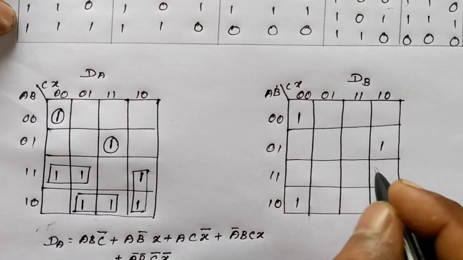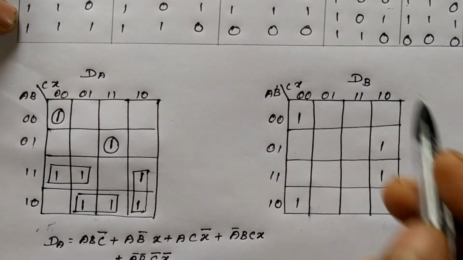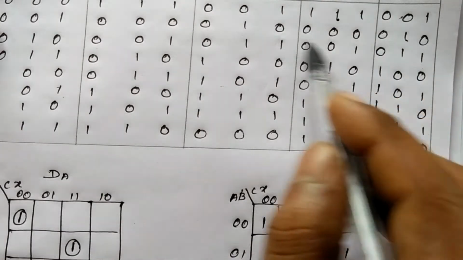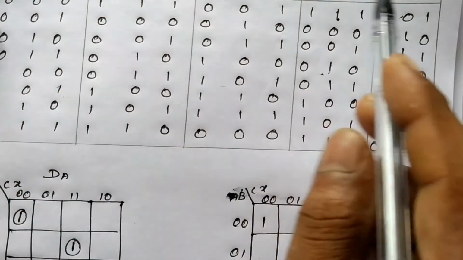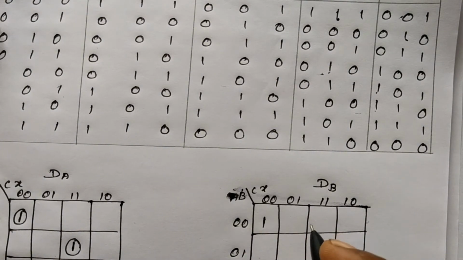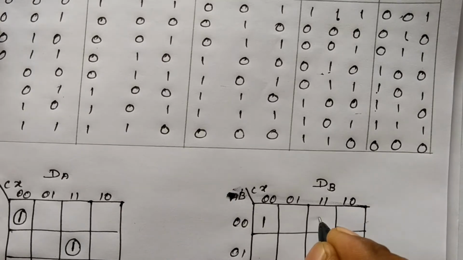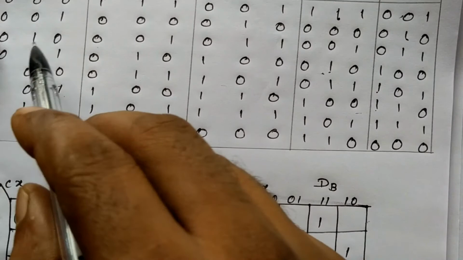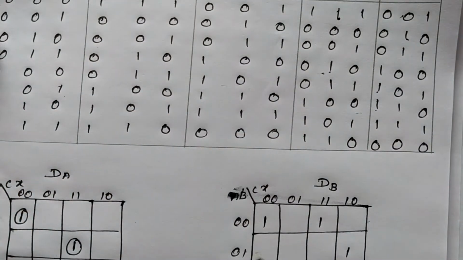So 1 1 1 0. Likewise here we are having 1. Respective input is 0 0 1 1. So 0 0 1 1, we need to make it as 1. Likewise here we are having 1. Respective input is 0 1 0 1 0 1 0 1.